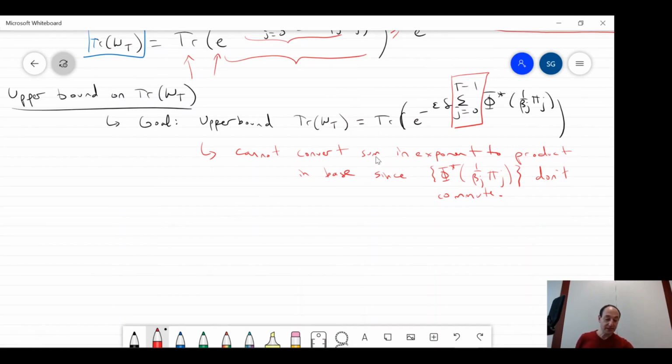Well, luckily, it turns out that if I don't really care about the full operator, but I just want an upper bound on the trace of the operator, we can still play this trick of going from sum in the exponent to product in the base. There's a fancy inequality we apply. The solution: use the Golden-Thompson inequality.